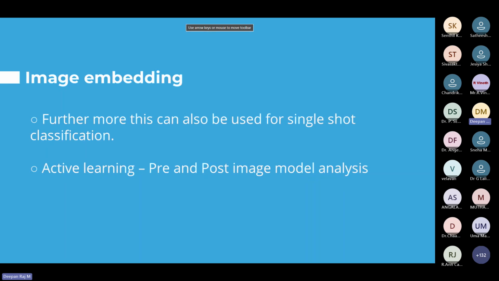As I was saying, it's not only used for anomaly detection, you can use it for single shot classification or for many cases actually. So as a data scientist who works on computer vision based problems, I would say image embeddings are very important, especially to analyze the data, especially in terms of pre and post model analysis. This would become a very handy tool for us to work with.